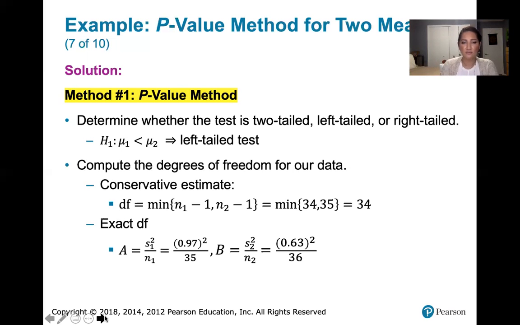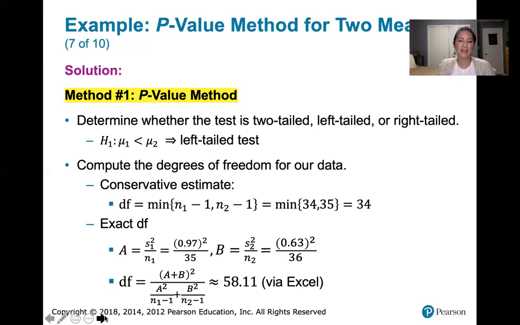Or we could use this formula for the exact number of degrees of freedom. If A and B are given by these estimates of the variance, excuse me, of x sub 1 bar and x sub 2 bar, then if A and B are those values, df is actually equal to that expression in the denominator.